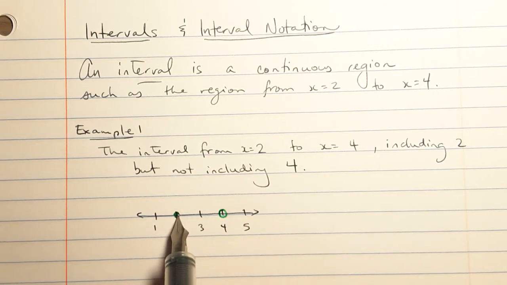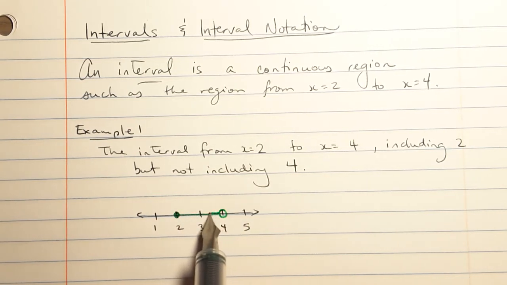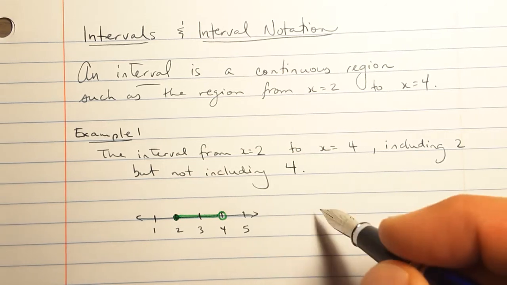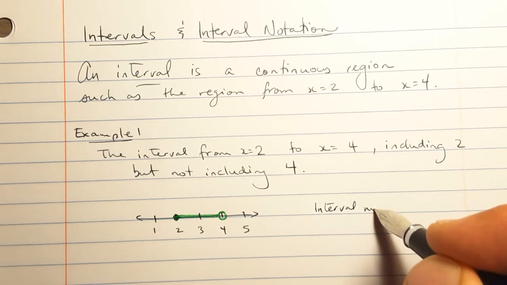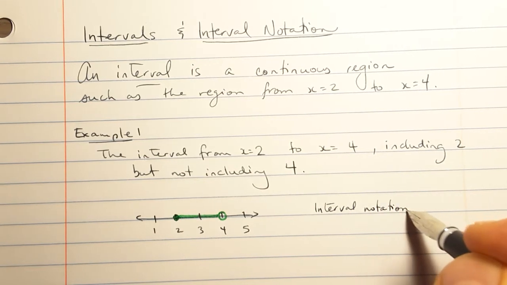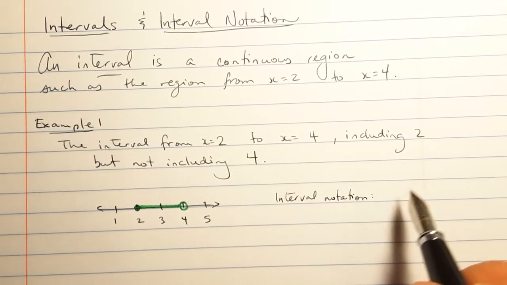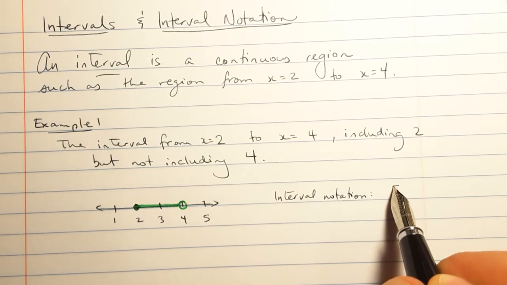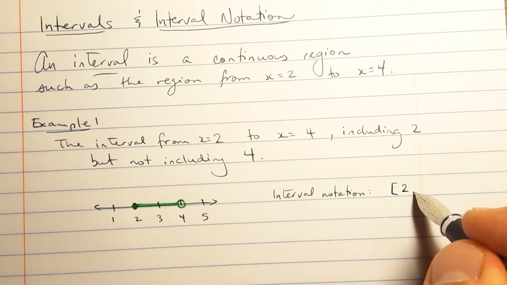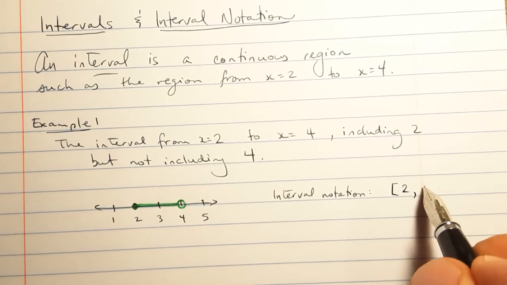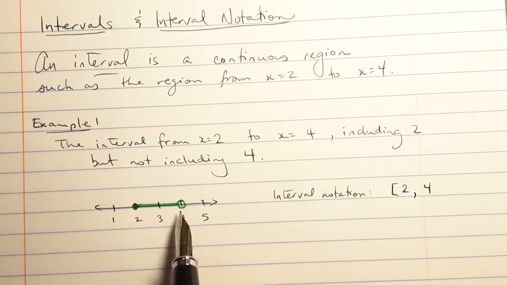I don't color that circle in, and then we do shade in the line in between. So that's a way to indicate all of the values from 2 up to 4. Now interval notation for that set looks like this. We want to include 2, so we put a square bracket, and then the number 2, then a comma, then the number 4. So those are the 2 end points of the interval.